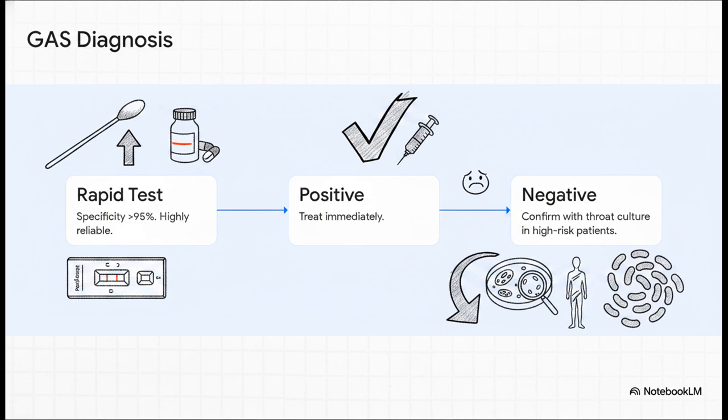So what's our diagnostic game plan? Step 1 is always the rapid antigen test. It's incredibly specific, over 95%, which means if it's positive, you trust it and you treat immediately. But don't get caught out by a false negative because the sensitivity is only hovering between 70 and 90%. So if it's negative in a high-risk patient, say someone who's immunocompromised or has a history of rheumatic fever, you must proceed to step 3 and confirm with a culture.